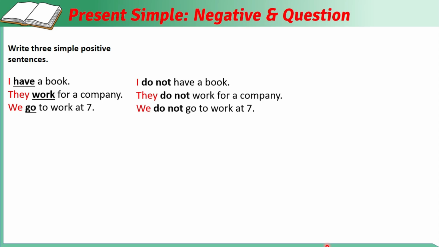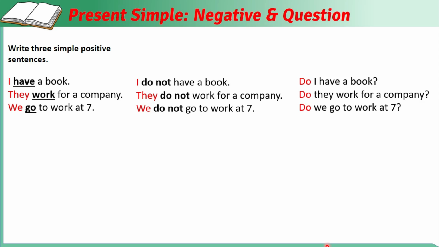Now let's see the negative altogether. I do not have a book. They do not work for a company. We do not go to work at 7. So this kind of sentence we call negative. And the last one, do I have a book? Do they work for a company? Do we go to work at 7? So this kind of sentence we call question.